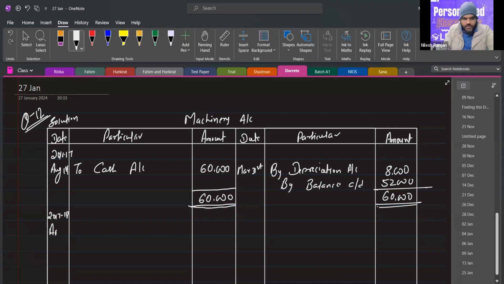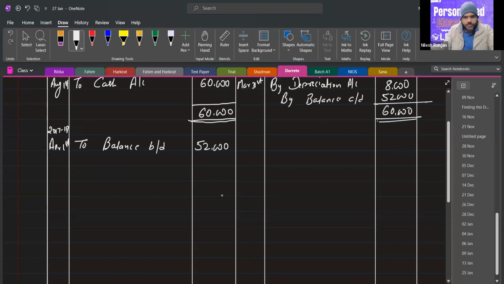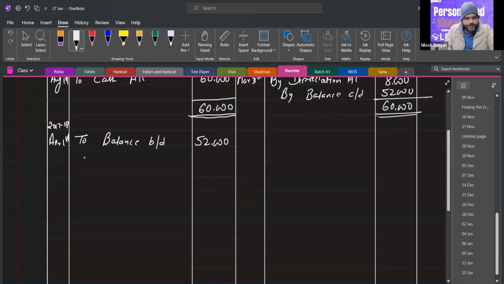This is April 1st to balance b/d, 52,000. Now, in this year, we purchased another machine on 1st October 2017. So on October 1st, we purchased another machine to cash account for how much amount? It is 20,000.